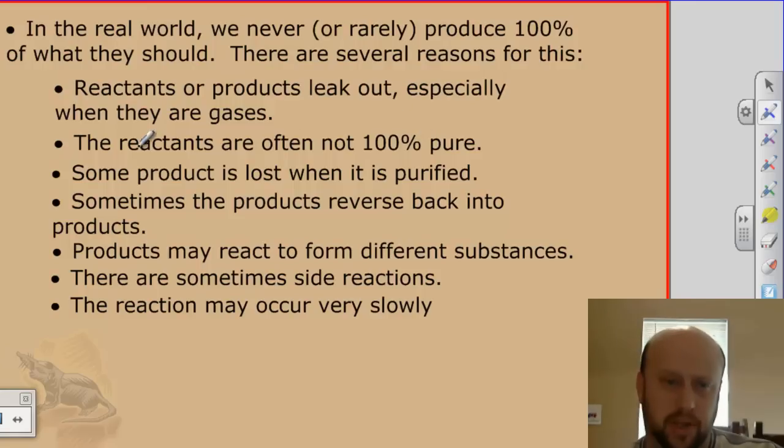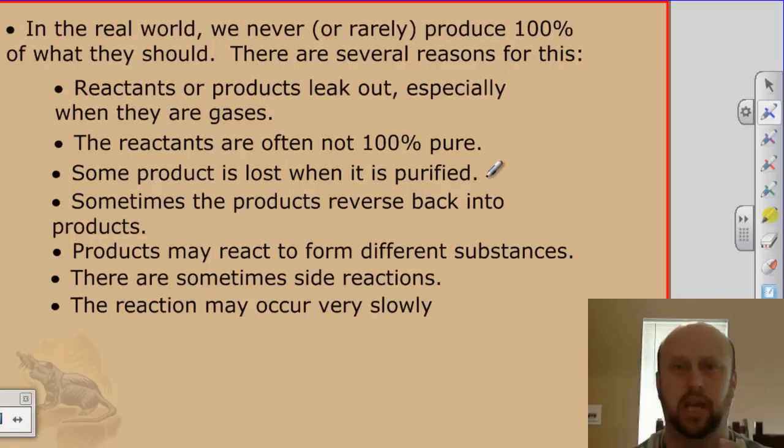A lot of times the stuff that you're starting with, the reactants, are not 100% pure. So if they're not 100% pure, then your calculations are going to be a little inaccurate. You're not going to get the maximum amount of product out. Sometimes the product is lost when it's purified, so you get the product at the end, and then you have to go through a bunch of stages to purify it. Pharmaceuticals are a really good example of this, that you might produce aspirin like we do at the end of the year in AP class, but what you get is not pure aspirin, and so you've got to treat it a few times until you get just that product, and you're going to lose some of the product in the process. Sometimes the reactions work in reverse.